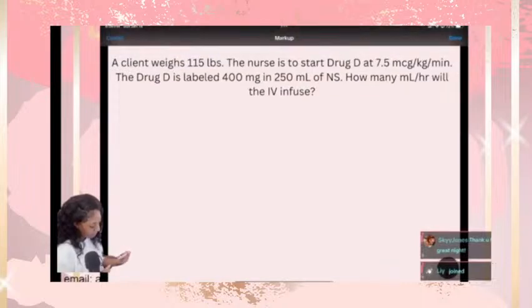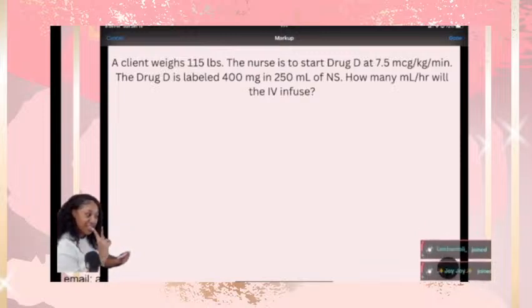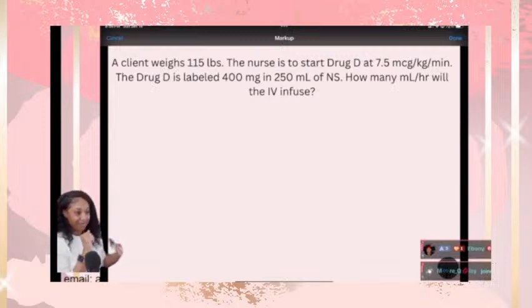Alrighty. So, let's see. A client weighs... I will do this one. I'm gonna do a dimensional analysis first, and then I'm gonna show you the long way, the Jill Scott version.